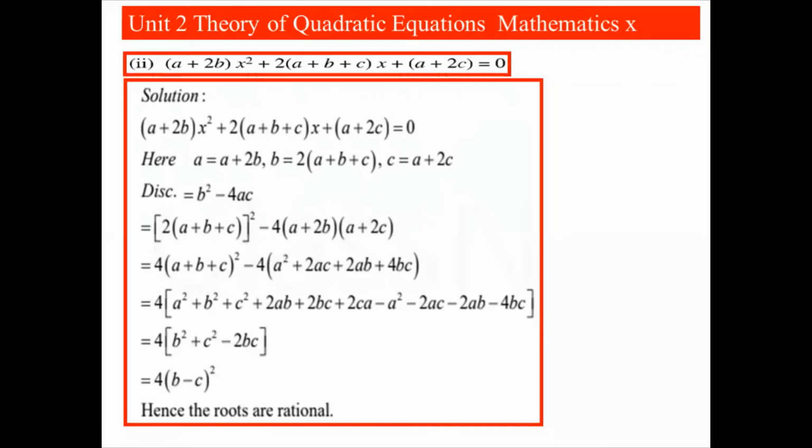So 4 can be written as 2 square, and we can add one more step: we can write this as 2 into (B minus C) within brackets, and this is whole square. So this is a perfect square, so we can say that the roots of the given equations are rational.